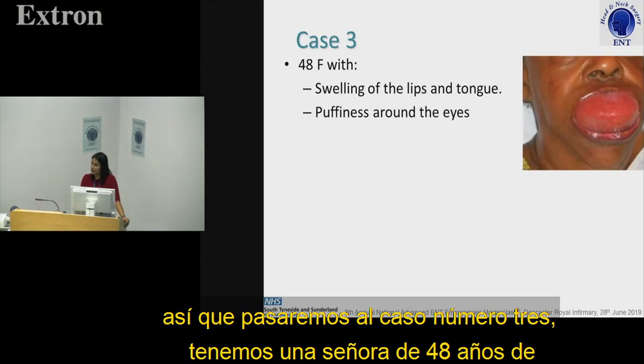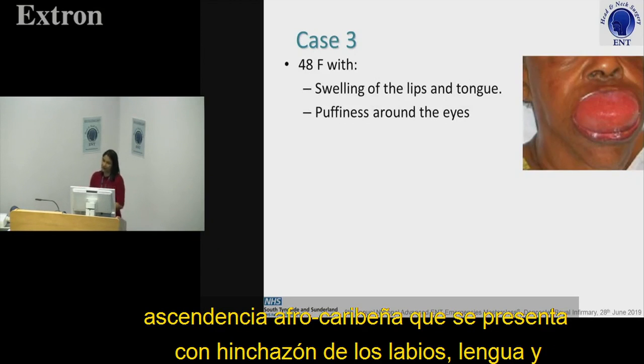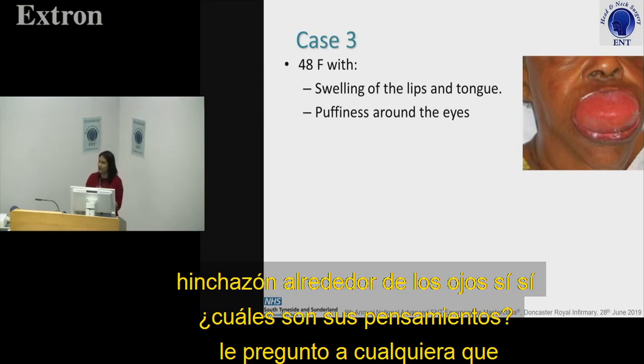So we'll move on to case number 3. We have a 48-year-old lady of Afro-Caribbean descent who presents with swelling of the lips, tongue, and puffiness around the eyes.